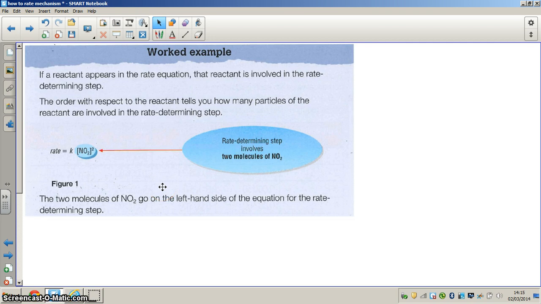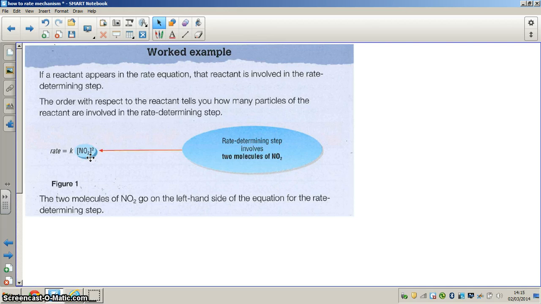So let's proceed further with this experiment. If we look at the rate equation, we can see that we have nitrogen dioxide to the power of 2. And this is effectively the rate determining step. It's this which governs how fast the reaction goes.